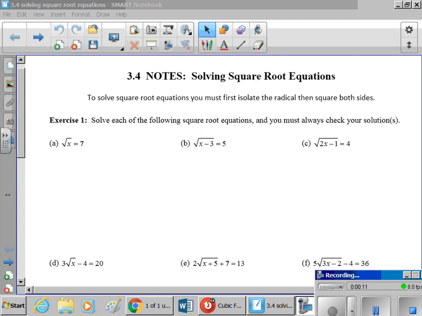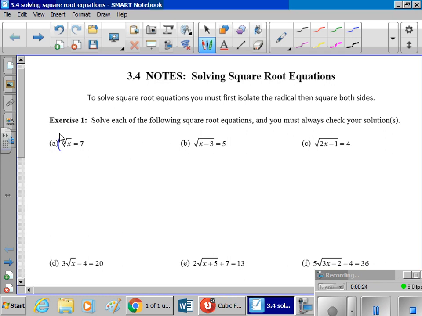All right, so to solve a square root equation, you must first isolate the radical, then square both sides. So for an example, in exercise 1a, we already have our radical isolated. So when you square both sides, we simply get x is equal to 49.